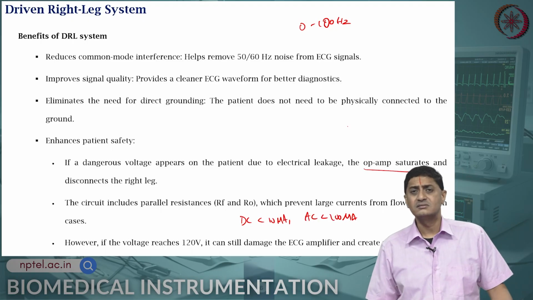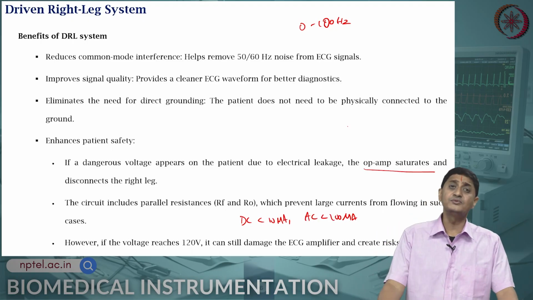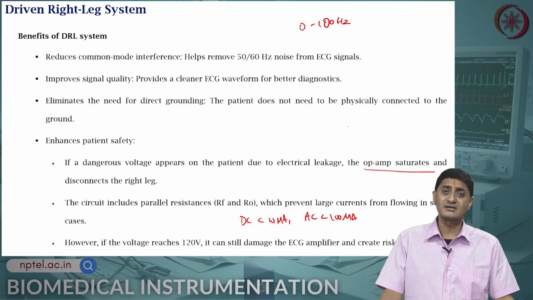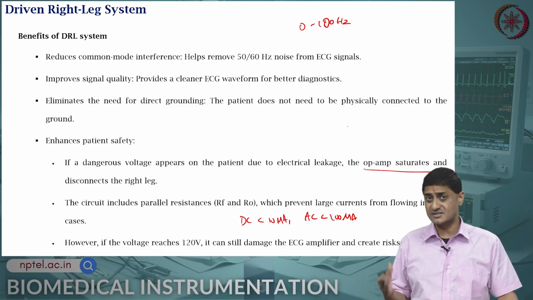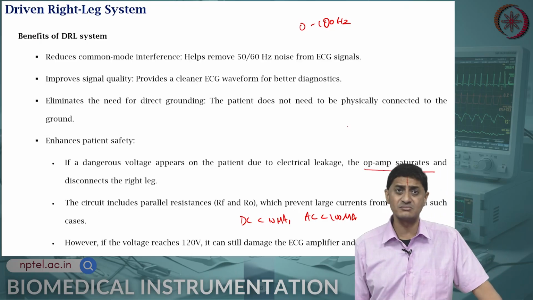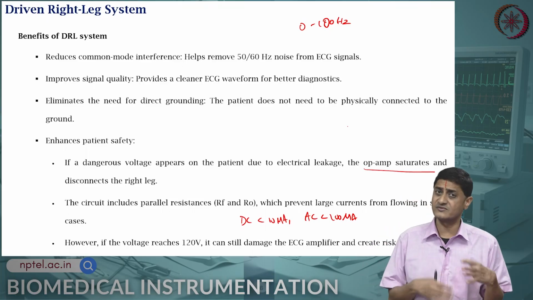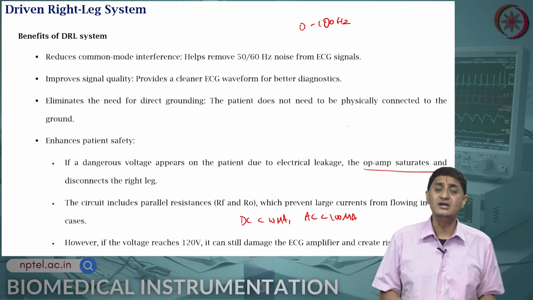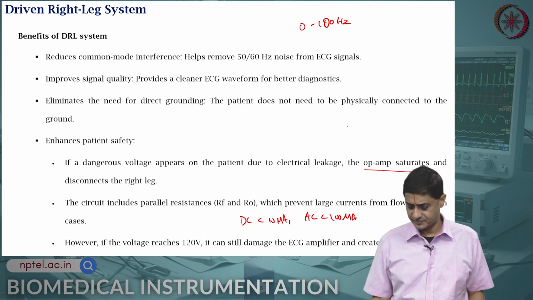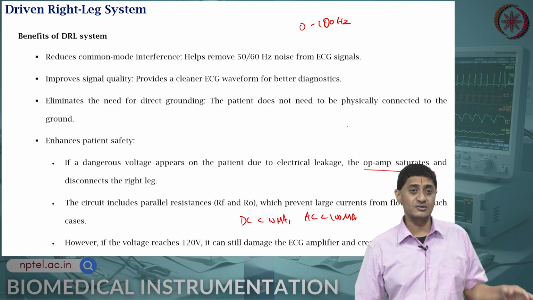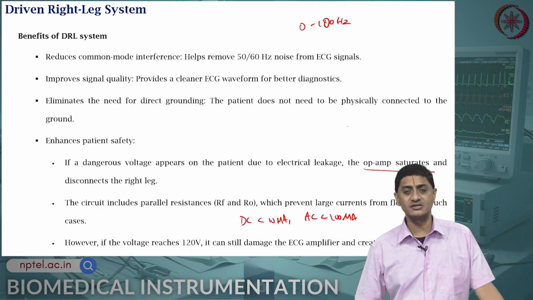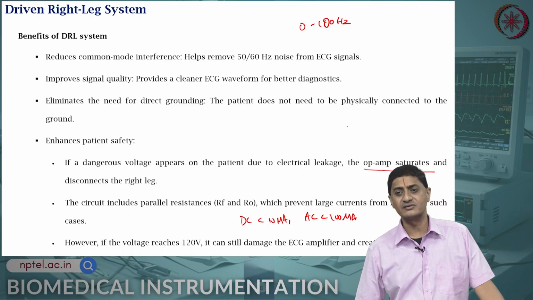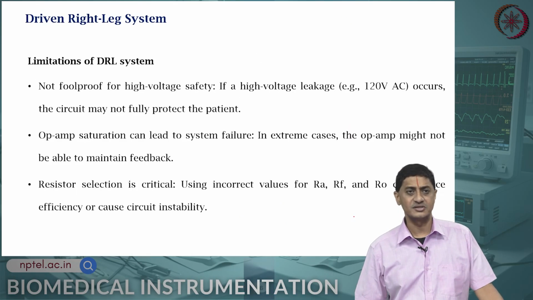However, if the voltage reaches 120 volts, then it can cause damage to the amplifier. That's still the worst that could happen, which is also something that we need to take care of. When it comes to safety, we need to care for the safety of the patient and also for the safety of the equipment, right. If the voltage reaches 120 volts, then it could cause damage to the amplifier and create risks to the patient.